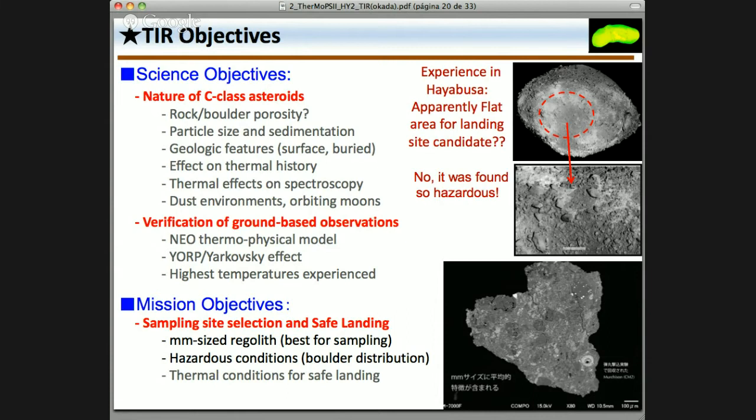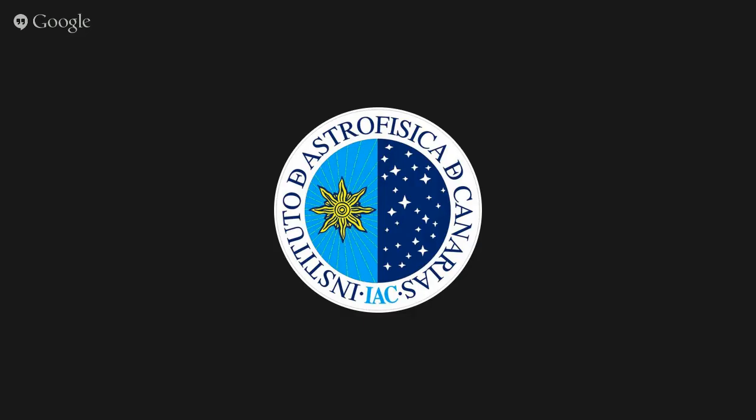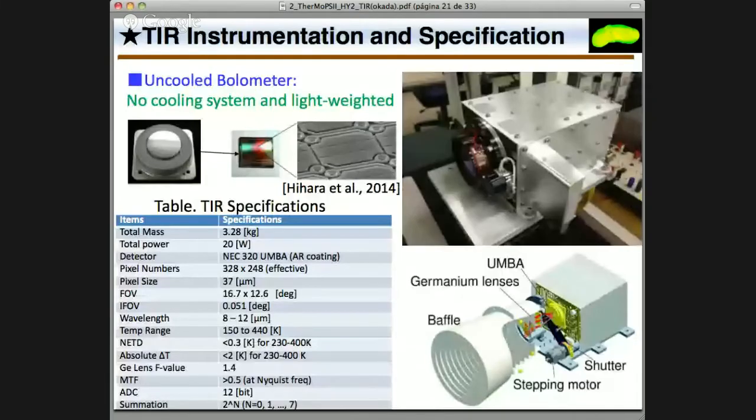So, the instrumentation of the TIR imager. This is a single band imager, basically commercial-based thermography. The bandwidth is 8 to 12 micron, single band, and it uses an uncooled bolometer array of about 328 by 248 pixels. The field of view is large, 16 by 12 degrees, so the resolution is 0.05 degree per pixel.